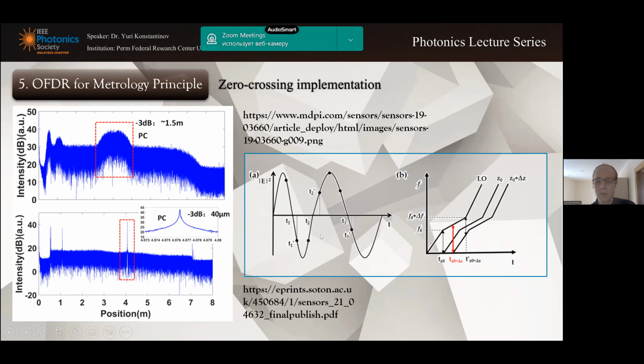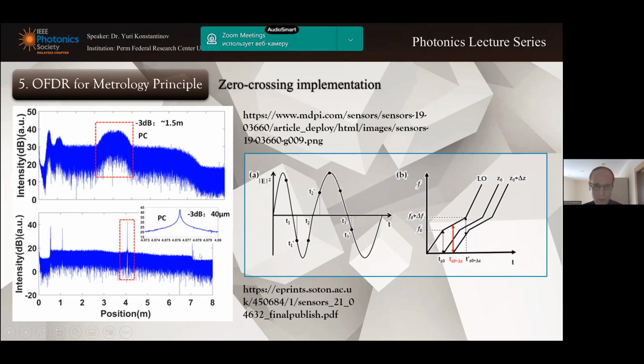Another way to do this is to provide cross lines, not only at zero, but in some different areas at equal distance, and to take more points. These procedures are also working and widespread for the OFDR.